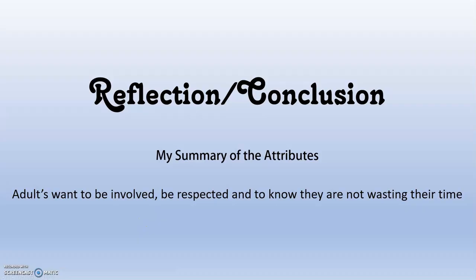In reflection, I would say the attributes together represent an adult's desire to be involved, be respected, and know they are not wasting their time. The attributes are about speaking to adults in a language they can understand and relate to. If we go forward with the mindset the attributes set forth, we should do well in guiding adults on the path to success.